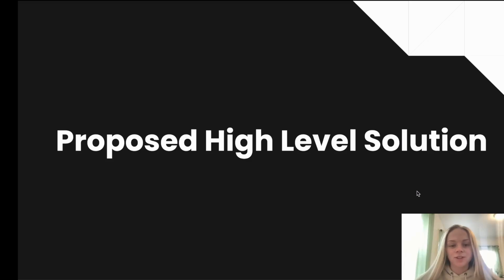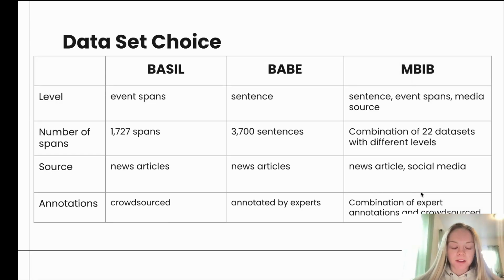Next, we're going to dive into our proposed high-level solution of detecting media bias using artificial intelligence. So our first main decision we needed to make was what dataset to use when training our model. We looked into 3 different datasets commonly used for media bias detection, such as BASIL, BABE, and MBIB. BASIL is done on the level of event spans, while BABE is done on sentence level, and MBIB is a combination of 22 datasets and contains different levels, different numbers of spans, and various different sources.